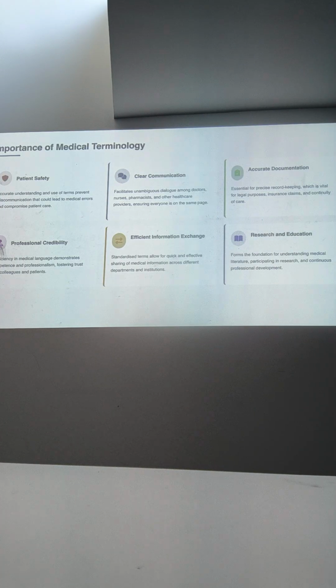Standardized terms allow for quick, effective sharing of medical information across different departments and institutions. So it's just about giving information across really well and accurately, and it forms the foundation for understanding medical literature, participating in research and continuous professional development. If you're a scientist, you don't only work in the industry, you work all over the world. So you all have to have a common language together as well.